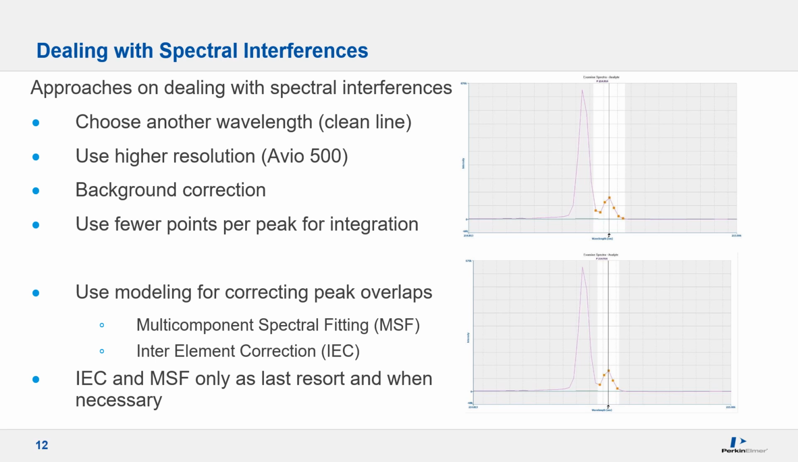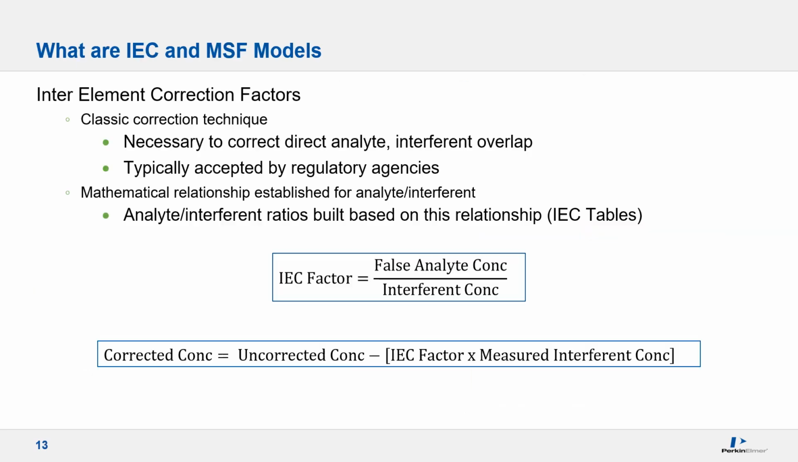If you are unable to resolve your peak of interest from nearby interferences using the options described, then it is time to consider a correction model. With Perkin-Elmer ICP-OES instruments, there are two options for interference correction models: Interelement correction factors, IEC, or Multicomponent Spectral Fitting, MSF.